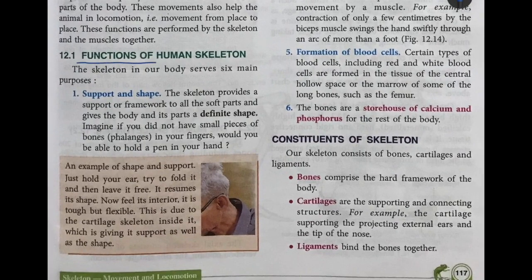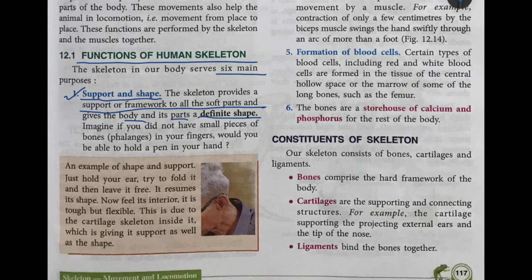Now, what are the functions of the human skeleton? It has six main functions. The first is support and shape. The skeleton gives support or framework to all the soft parts and gives the body and its different parts a definite shape. Now, if you look at the different parts of your body, your nose, your mouth, your ears, your fingers, they have a definite shape. So it is the skeleton which gives this shape, and it also supports the different parts of the body.